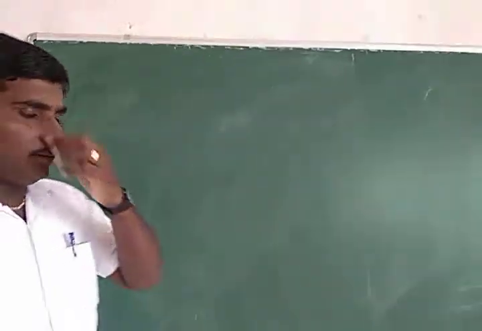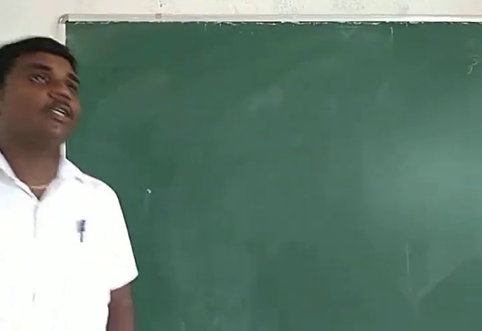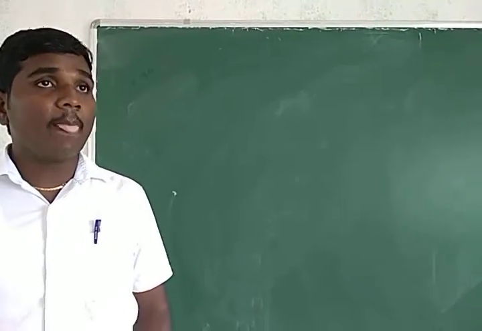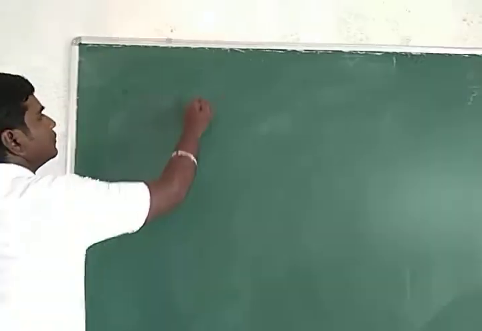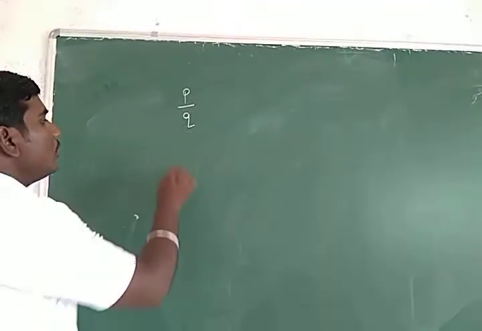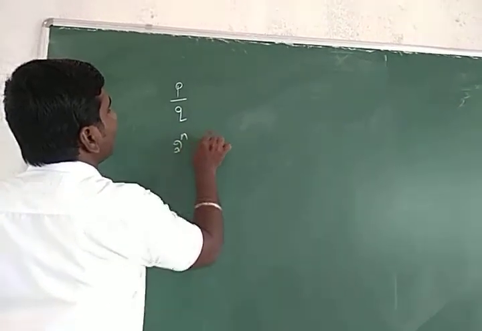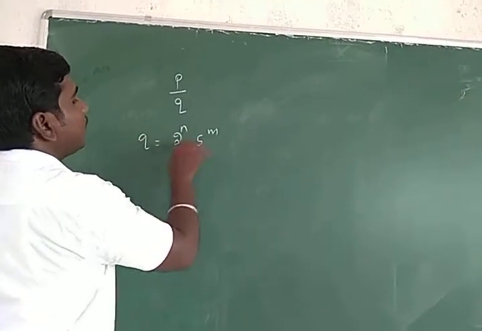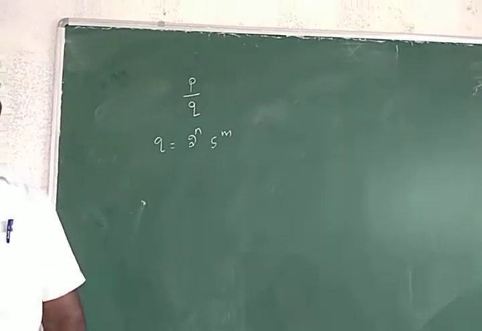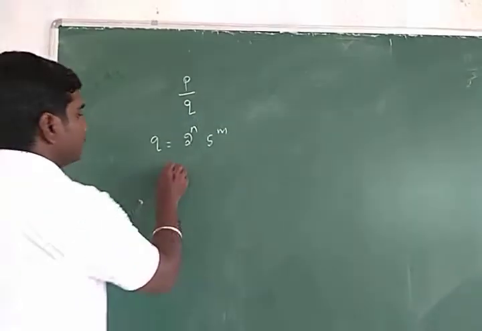Theorem 1.7. Let x = p/q be a rational number. If q is not in the form of 2 power n into 5 power m, then the rational number is non-terminating, repeating.